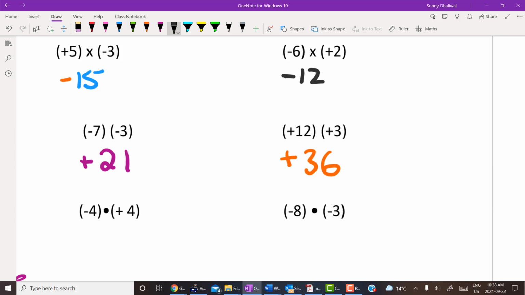So, negative or positive here? Negative. Thank you. Combine the 2 numbers together. 4 times 4, what do we get? 16. Thank you.